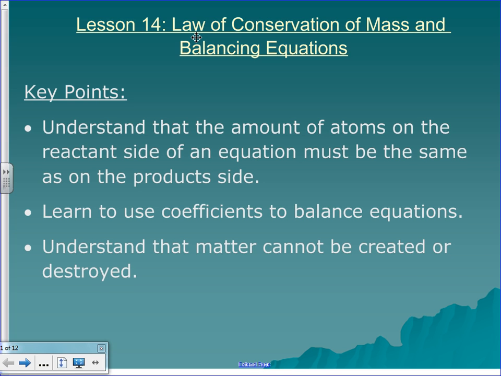Okay, now we've talked about balancing. We're just going to quickly review balancing, and then we're going to talk about the process of predicting the products of a chemical reaction, which really is not very difficult.